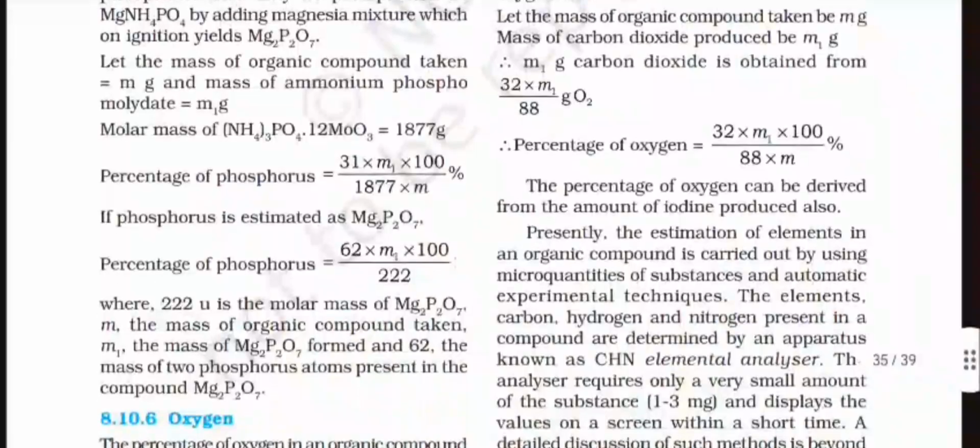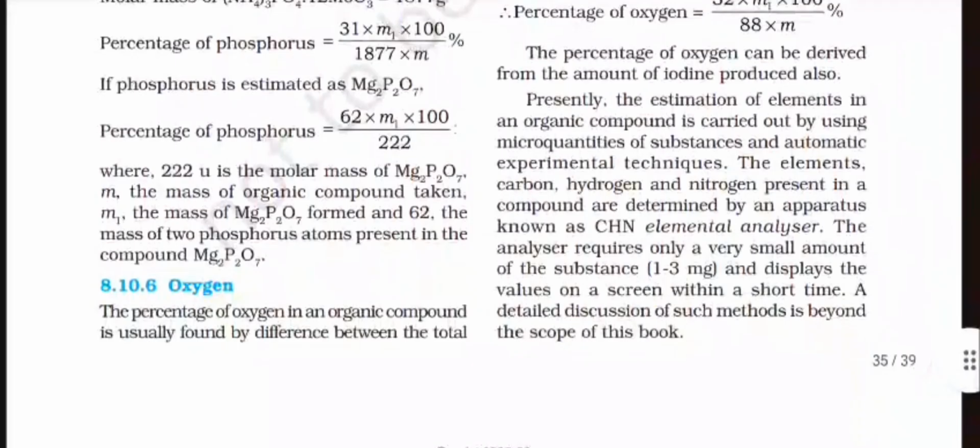Let the mass of organic compound taken be m g, and the mass of carbon dioxide produced be m1 g. m1 gram carbon dioxide is obtained from 32 into m1 by 88 gram of O2. Percentage of oxygen is 32 into m1 into 100 by 88 into m. The percentage of oxygen can also be derived from the amount of iodine produced.